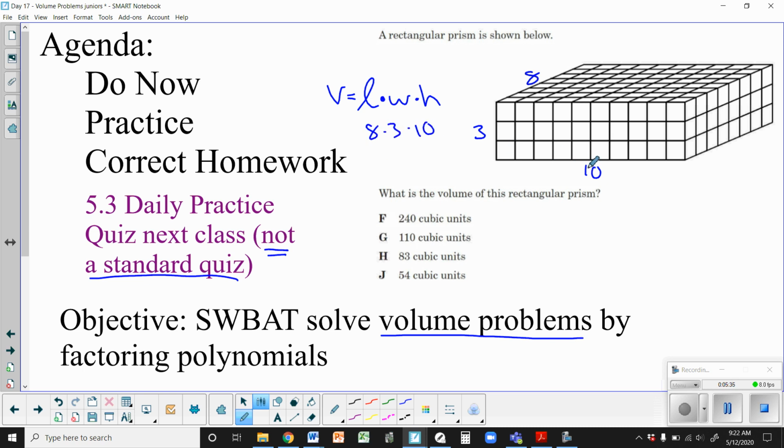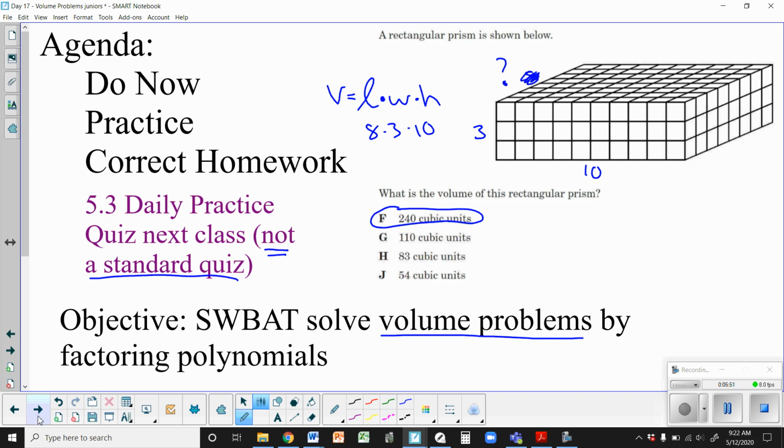But what happens if we didn't know one of them? Like, what if we didn't know this one, but we knew that our volume was this? How would we find a missing side is what we're going to be looking at today. How would we find a missing side if we knew what the answer was? So it's like we know 3 things and we don't know the other.